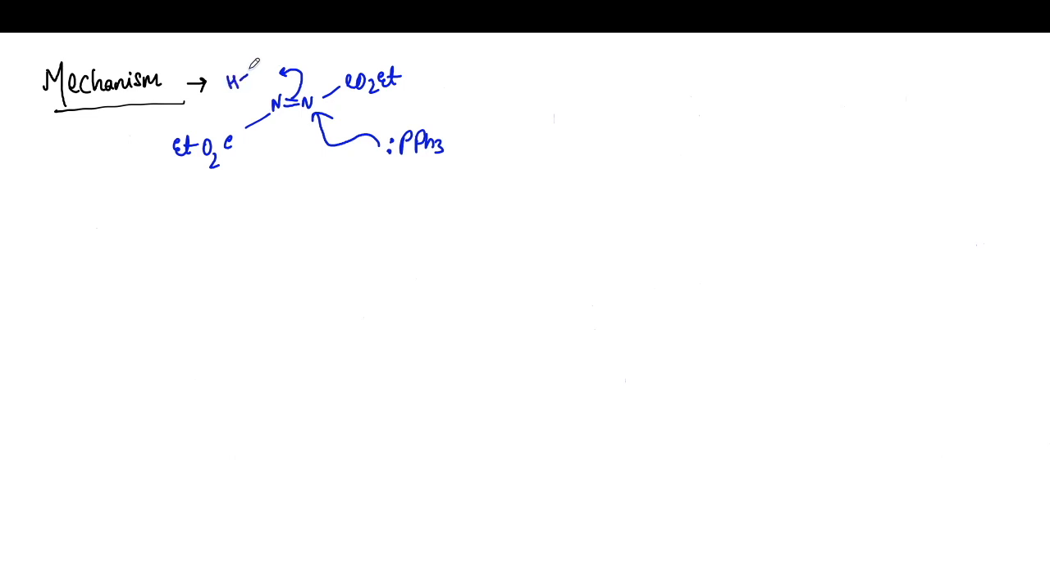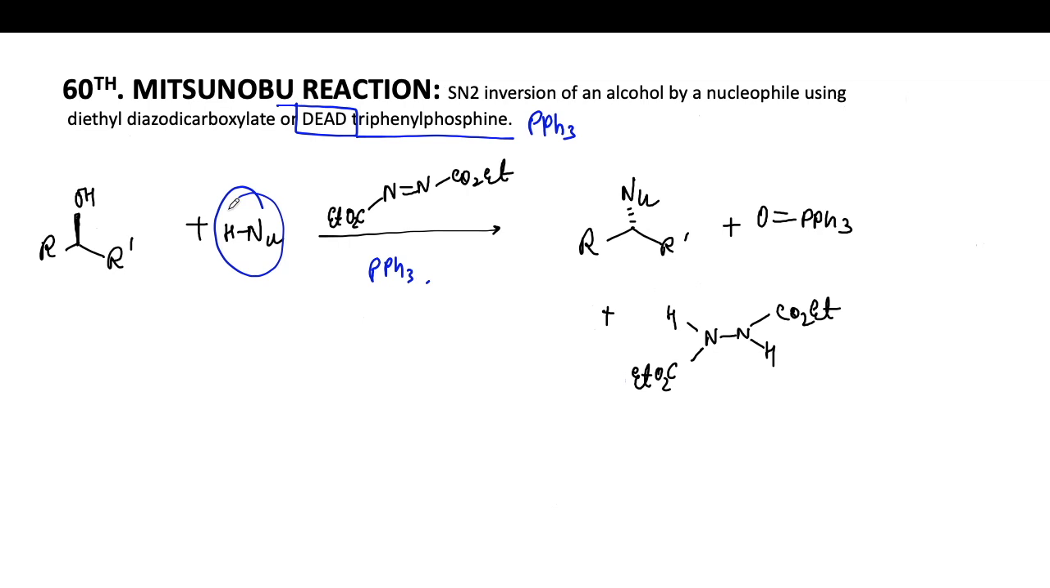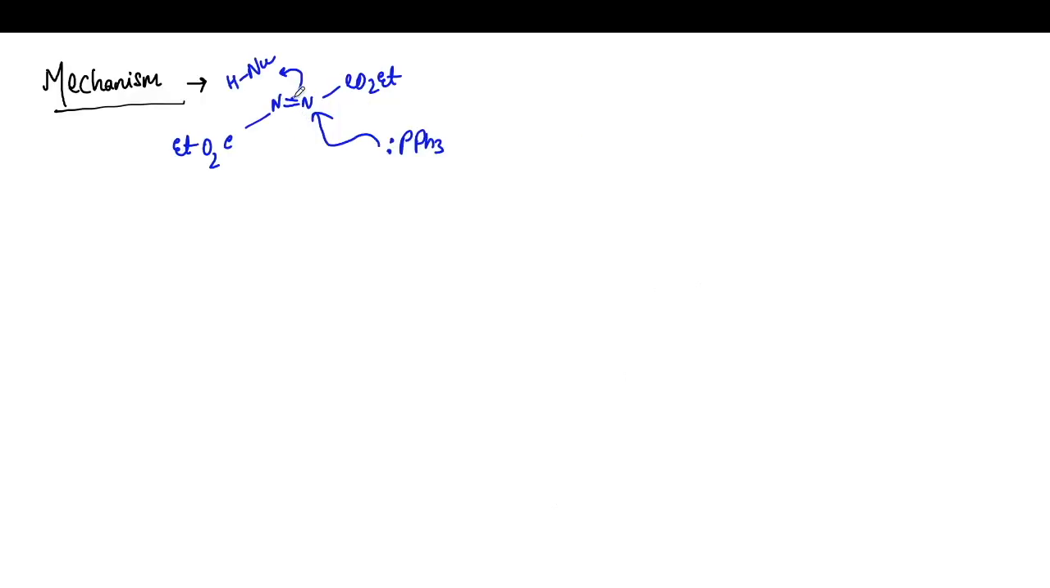What happens next? Next, you had a protonated nucleophile. This is your protonated nucleophile over here. The proton is going to be abstracted and the nucleophile comes away like this. So you have one N-H bond formed, one N-PPh3 bond formed. Phosphorus got a positive charge, rest of the molecule as it is.